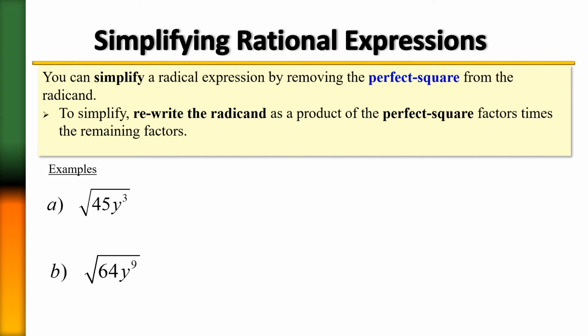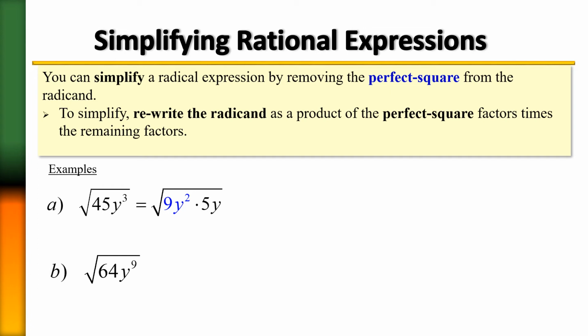The bottom line is I want to, in my mind, organize and get the perfect with the perfect and the non-perfect with the non-perfect. Now, you don't have to write it out the way I did. I do this for the purposes of teaching. But yes, 9 times 5 is 45. I had a total of 3 y's, but only 2 of them are perfect. The 9 of the number is perfect, which means that the non-perfect part you see here in black is going to remain underneath the symbol.